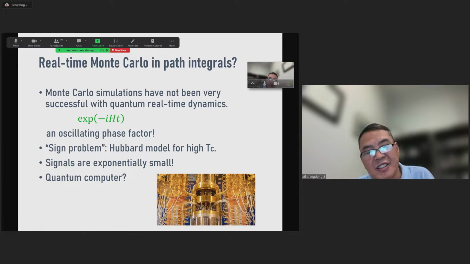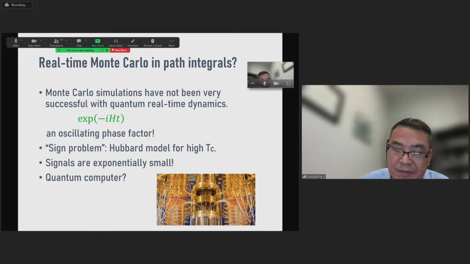And the signals are usually exponentially small. But people have been thinking about using a quantum computer to solve these kinds of sign problems. So in fact, there is a small community of people thinking about calculating parton distributions using a quantum computer.